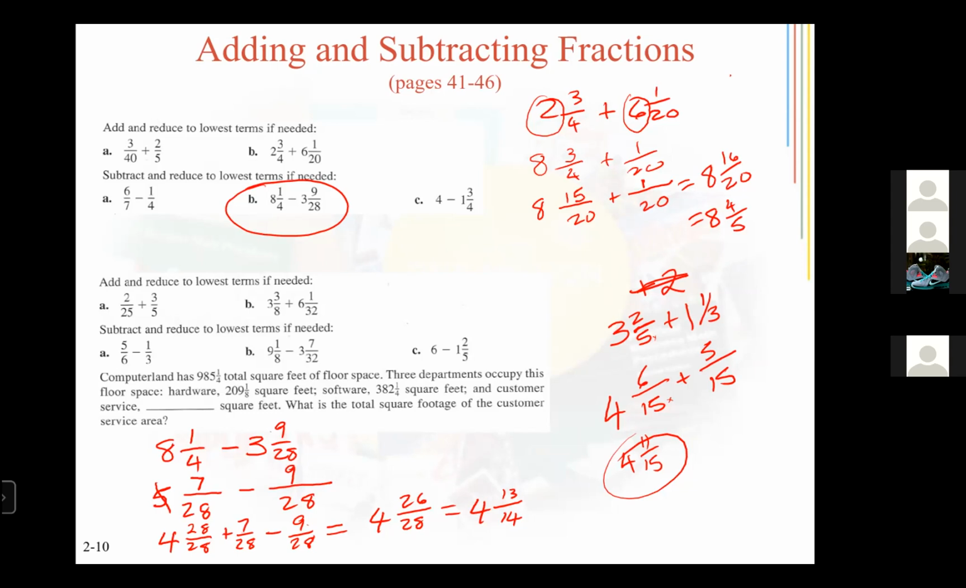Before we move on, I'm going to ask you to do this other one, which is kind of similar. 9 and 1/8 minus 3 and 7 over 32. I want you to do that.